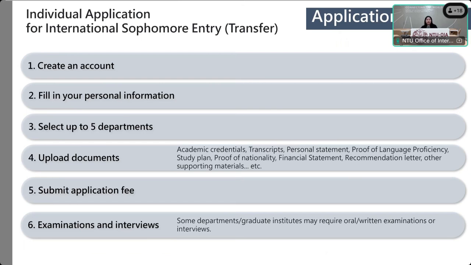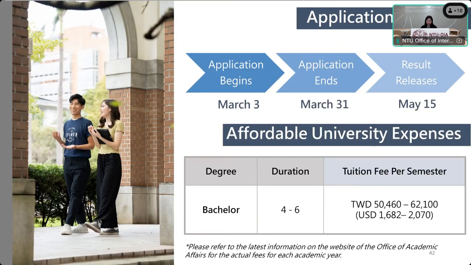So let us look at the application timeline. The application starts on the 3rd of March and will end on the 31st of March. And the application result will be released on the 15th of May.